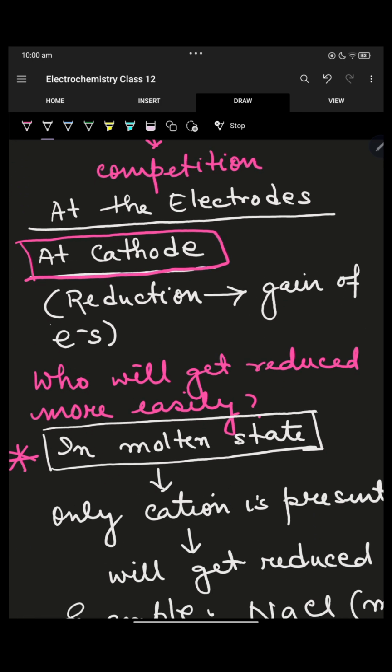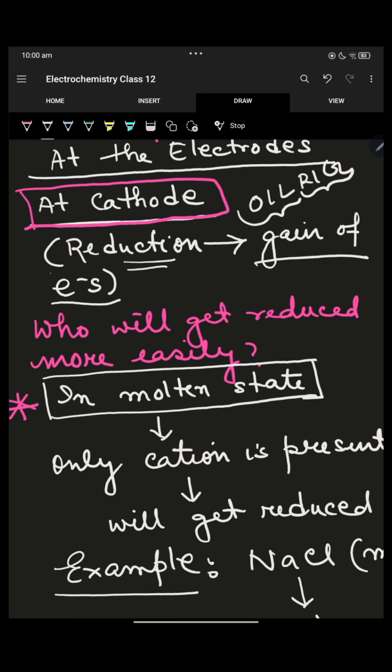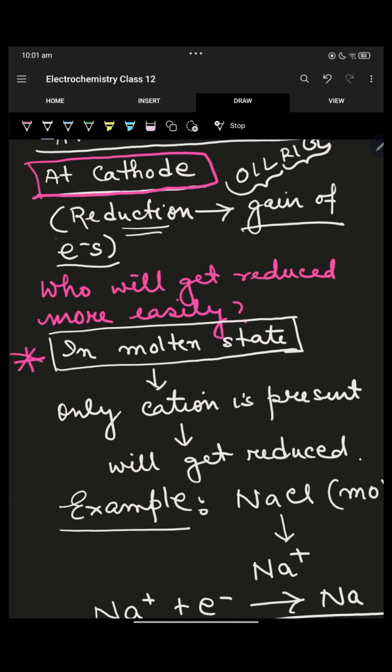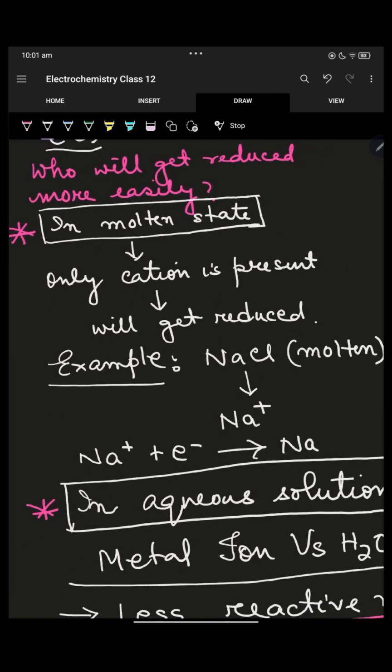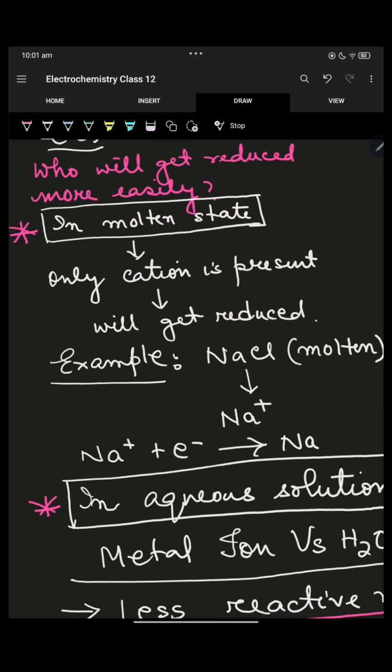What happens at the cathode? At the cathode, reduction takes place. From the concept of OIL RIG, we know that oxidation is loss of electrons and reduction is gain of electrons. So at the cathode, gain of electrons takes place. Now, who will get reduced more easily? For that, we need to see the state. In the molten state, only the cation of the electrolyte is present, and that will get reduced.